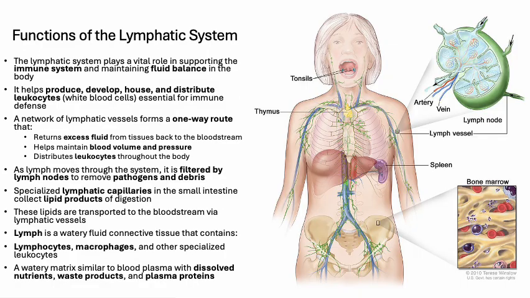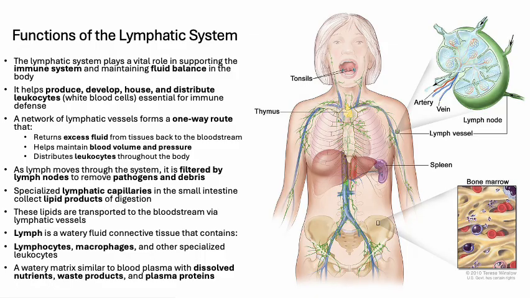The lymphatic system has several essential functions that are closely tied to both the immune and the circulatory systems. One of its major roles is to support immunity by producing, developing, storing, and transporting leukocytes, which are white blood cells such as lymphocytes and macrophages. These cells are critical for identifying and fighting infections.